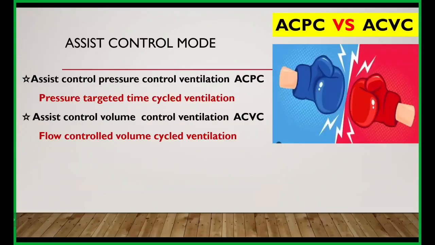Now coming to the assist control pressure control mode and assist control volume control. So assist control pressure control mode is usually pressure targeted time cycle ventilation, whereas assist control volume control mode is a flow limited volume cycle ventilation. How will you select between these modes? It is mainly depending upon the patient ventilator synchrony and also the lung protective ventilation strategies.